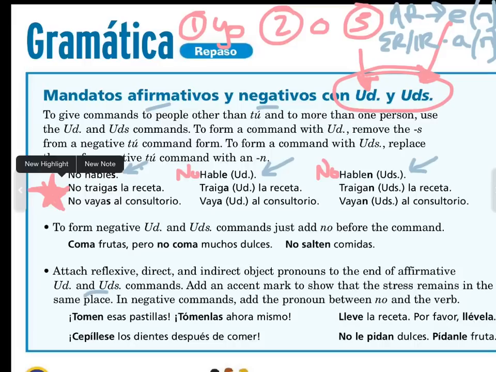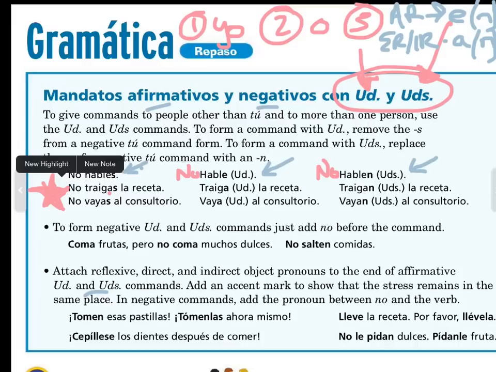Okay, so looking at our examples, we already looked at hablar. Now, no traigas is a negative tú command, and that comes from the verb traer. But traer in yo form is traigo, which is where that G came from. So then in usted form, it would be no traiga or traiga. So if we're talking to Miss Sunday and we're asking her to bring a recipe, we say, ay, señora Sunday, por favor, traiga la receta, bring the recipe. Okay, and then traigan if you're talking to multiple people.